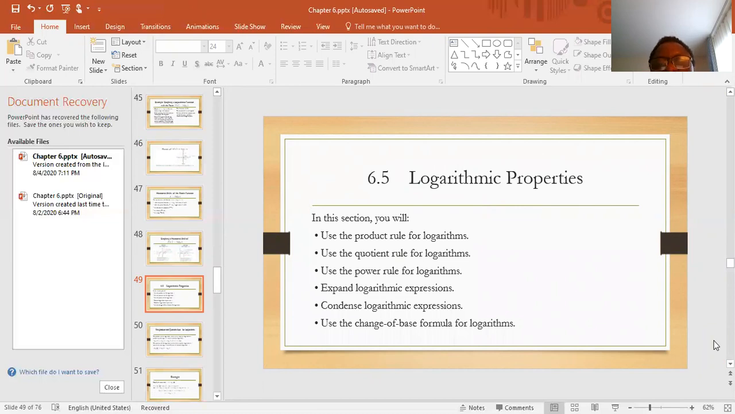Section 6.5, the properties of the logarithmic function. The logarithmic function, like the exponential function, has some interesting properties for product, quotient, and power that we are going to review in section 6.5.